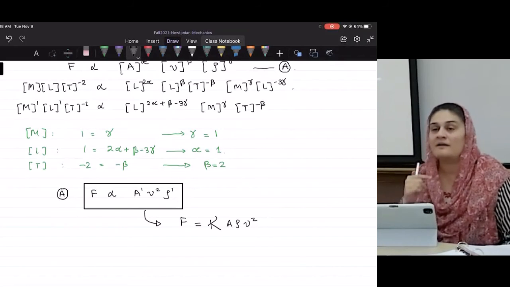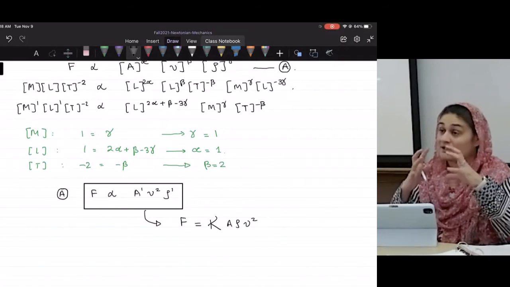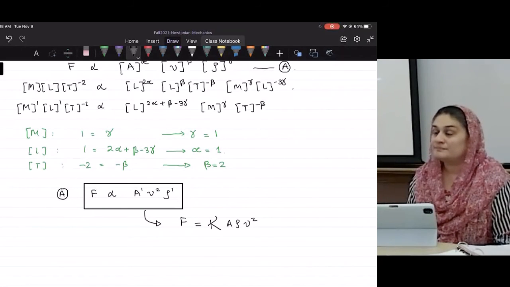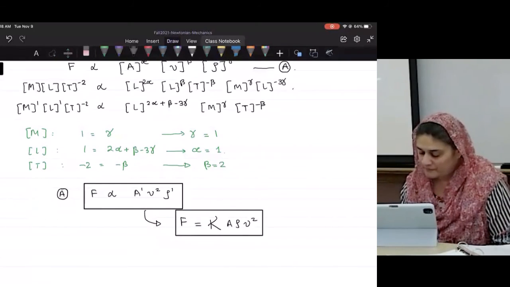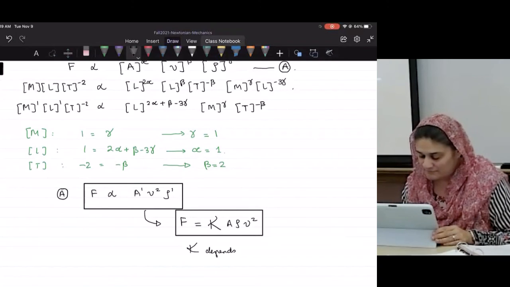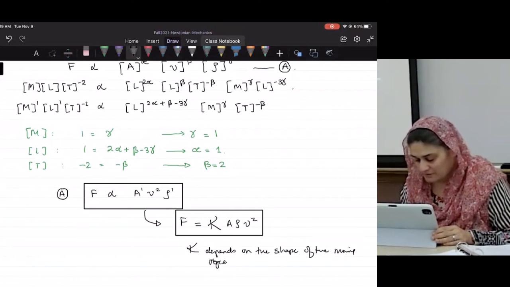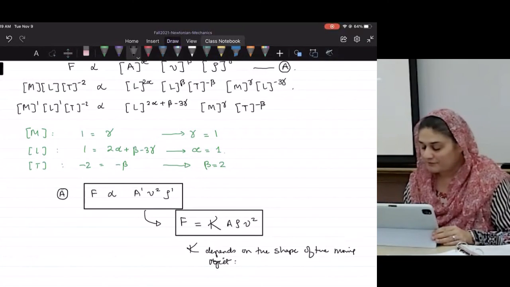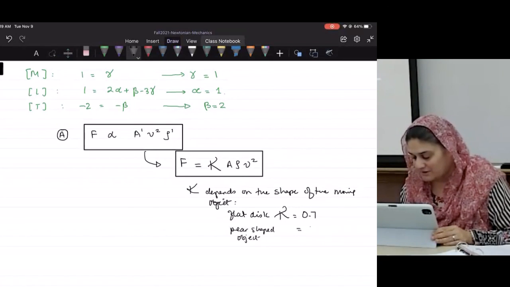That constant depends on the object itself that's moving through the fluid. Remember we talked about this, that beta in the resistive forces was also dependent on the thing that was moving through the fluid before? Last chapter, last week. That K also depends on the fluid itself. So K depends on the shape of the moving object. And I'll give you 2 values of K. For a flat disk, K is 0.7. And for a pear-shaped object, K is 0.3.